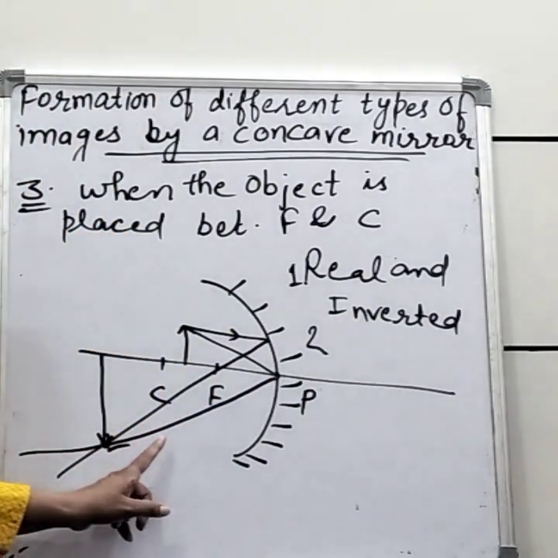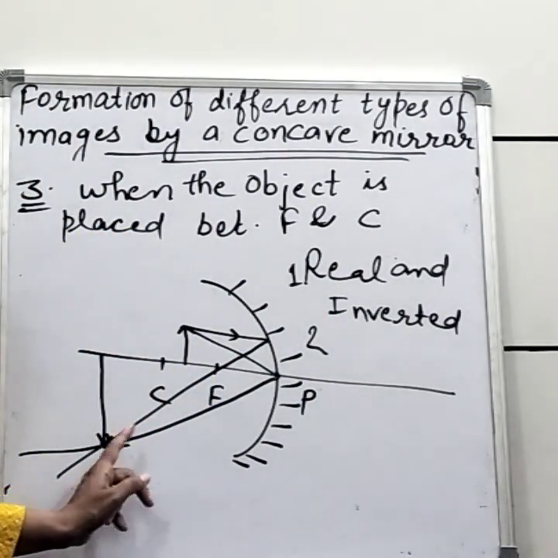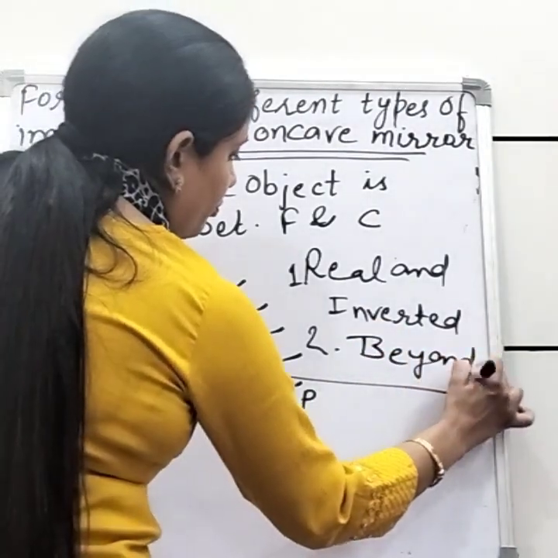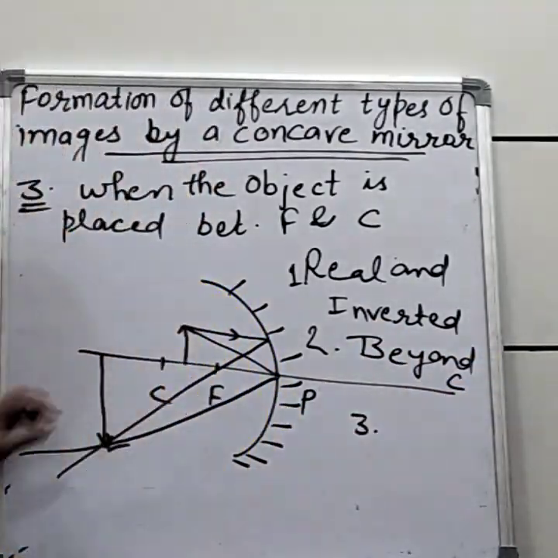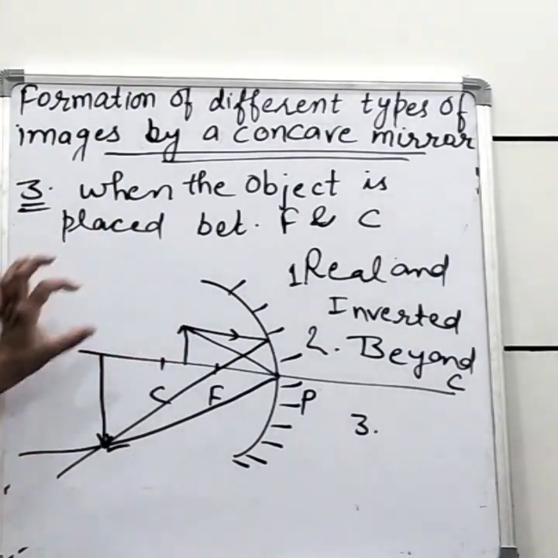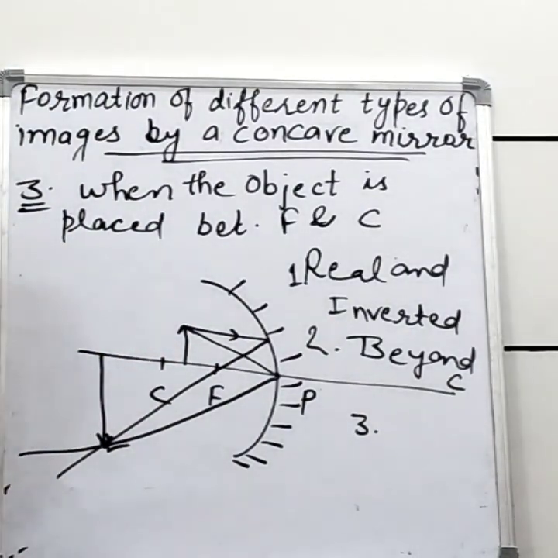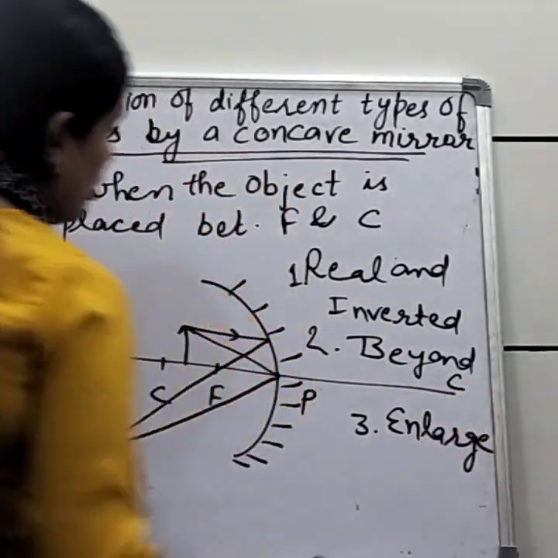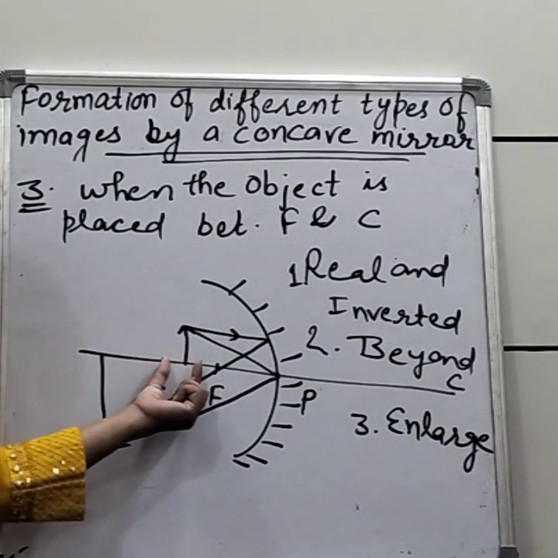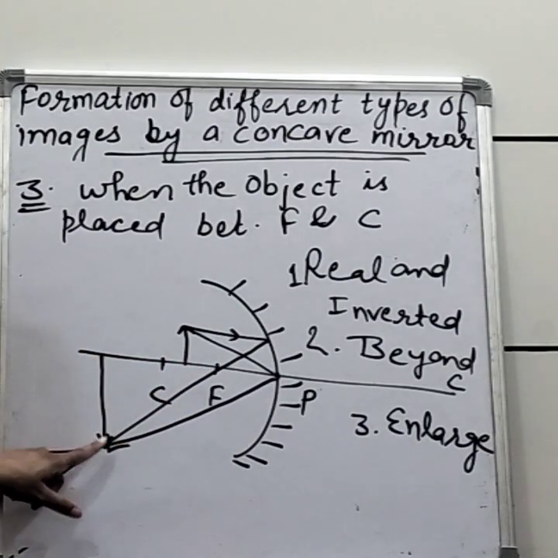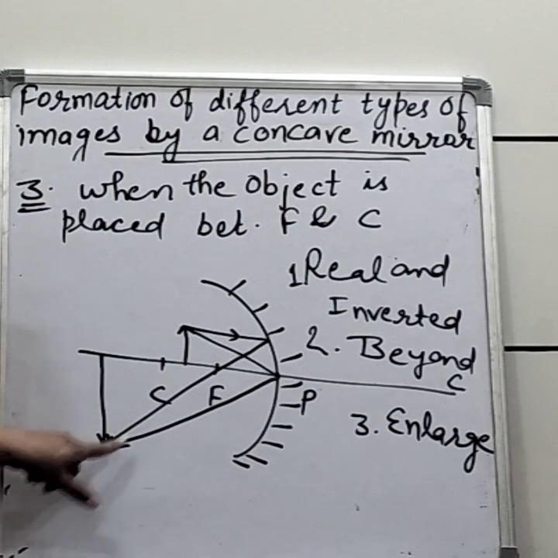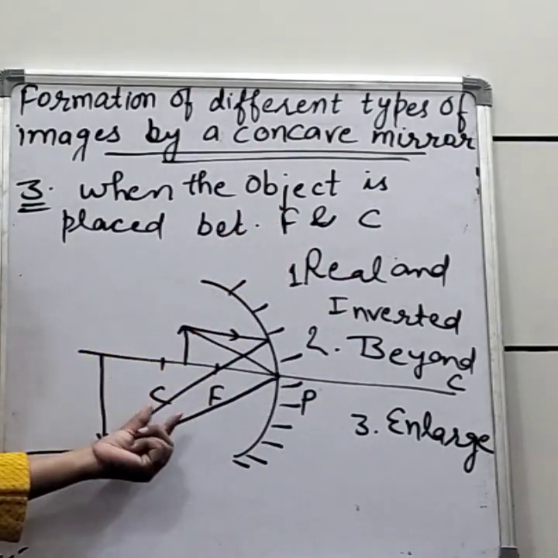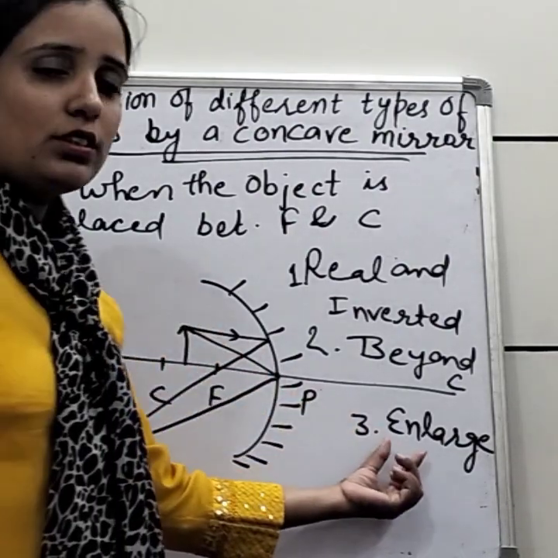Second, it will form beyond C. C से पीछे बनी है, beyond C. Third point, the size of the object is short and the size of the image is enlarged. So the image formed is enlarged. So when the object is placed between F and C, the rays actually meet at a point. So the image formed is real, below the principal axis so inverted, beyond C, and the size is enlarged.